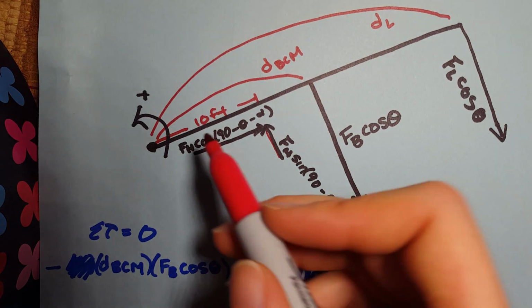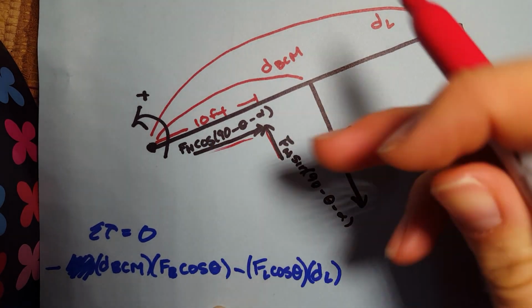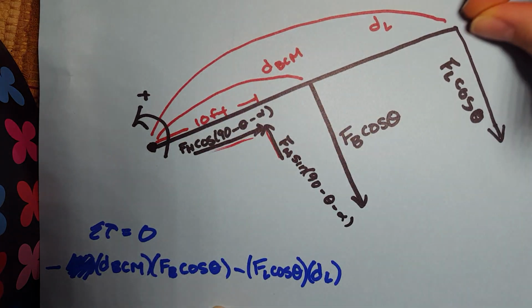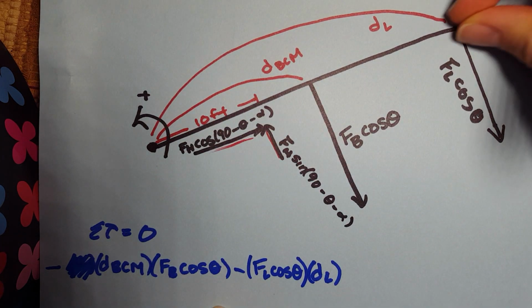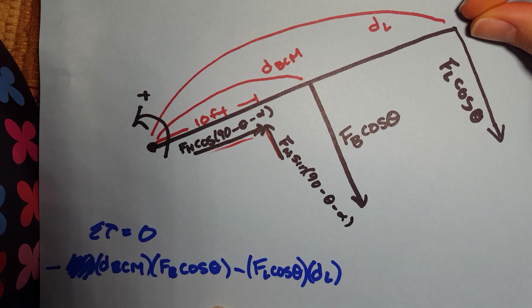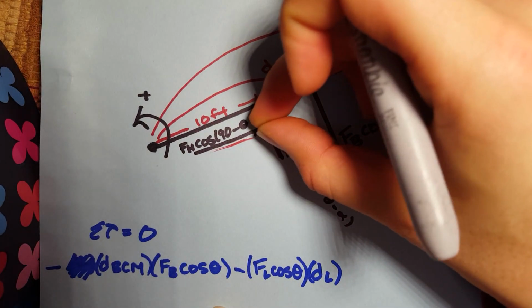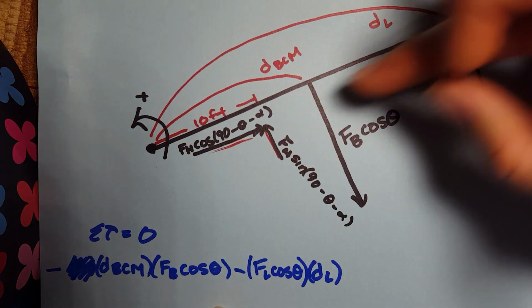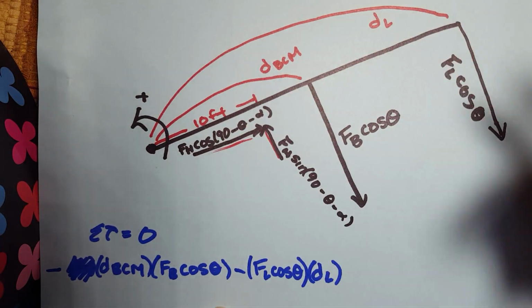Okay? But we also have this other component. If this force was acting directly on the boom, it would be just pulling on the end of the boom here and not causing any sort of rotation. But if you pull on something a distance away from that axis, it's going to actually cause a rotation.